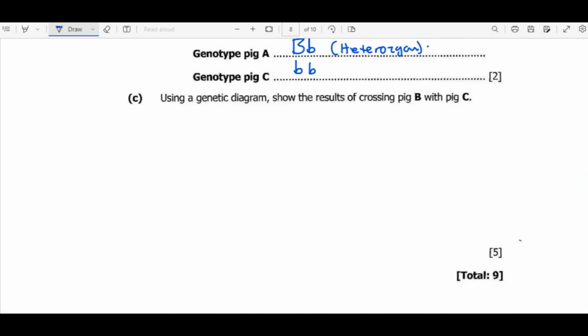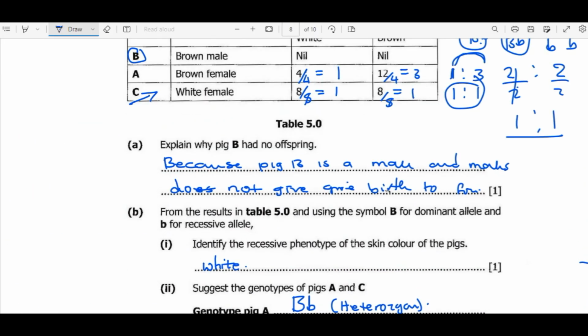Then using the genetic diagram, show the results of crossing pig B with pig C. So let's say parental phenotype. So say pig B, then pig C. So let's go to pig B. So pig B is brown female. So brown female.